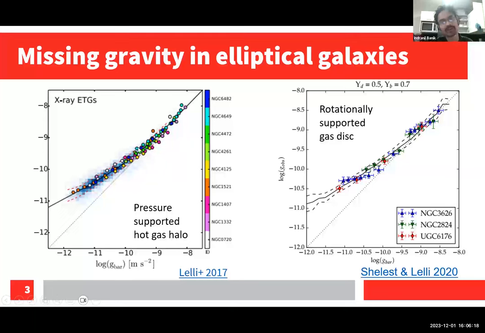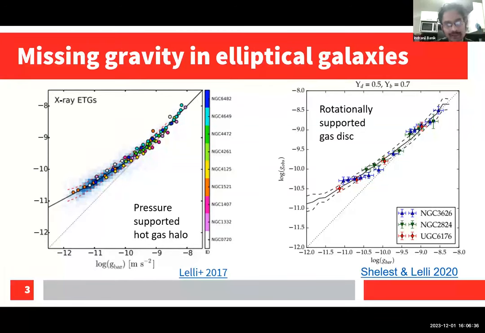You would not be able to identify distinct galaxies from these data points. So elliptical galaxies also obey the radial acceleration relation. Now you might be wondering, how do we know the rotation speed of an elliptical galaxy? Because it's not rotationally supported.